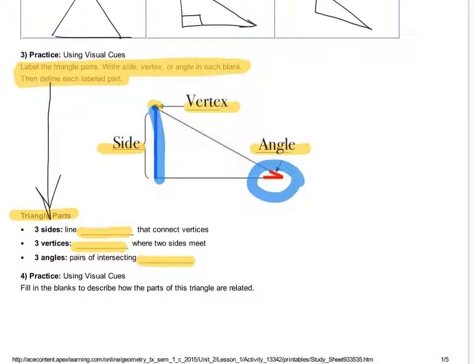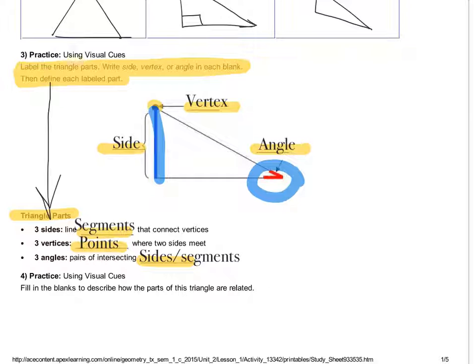So by triangle parts, the 3 sides are going to be line segments that connect the vertices. So I'll write that down. Okay, the 3 vertices are going to be the points where the 2 sides meet. Okay, the 3 angles are a pair of intersecting either sides or segments that will fit there. Okay, and that's what it looks like all filled out.